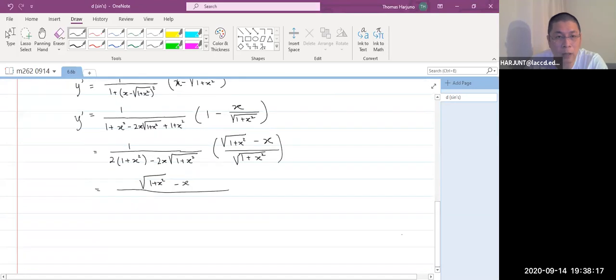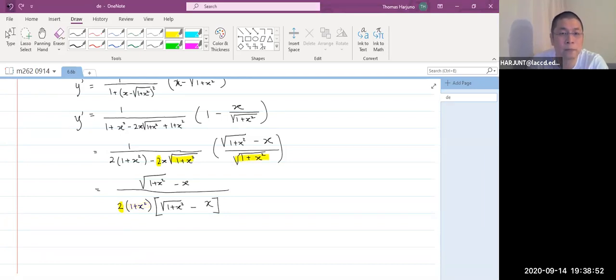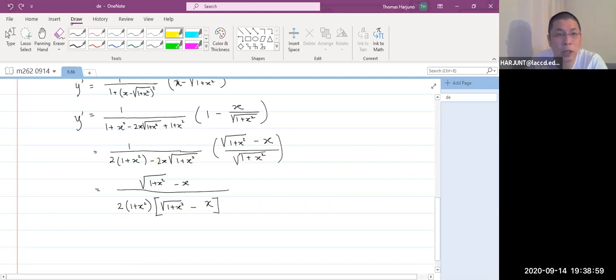At the bottom, I can factor the 2, and then 1 plus x squared bracket, square root of 1 plus x squared minus, no, minus x. Duh. See, because the 2 is out, these two guys become this, right? So I have x left. I simplify that so much, then I get this is equal to 1 over 2 times 1 plus x squared.